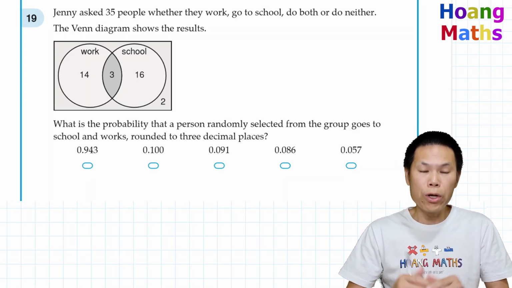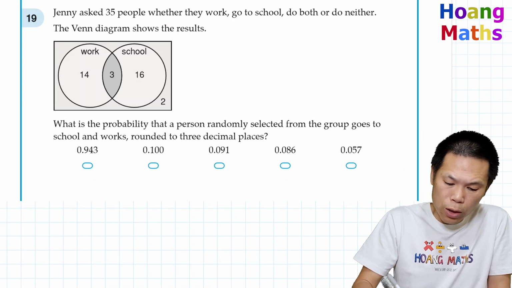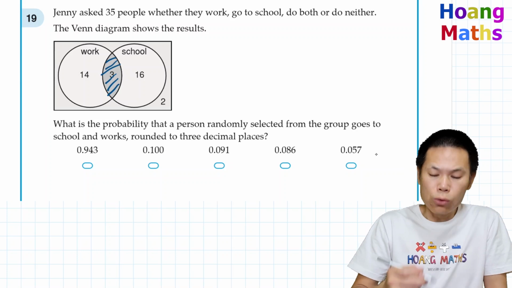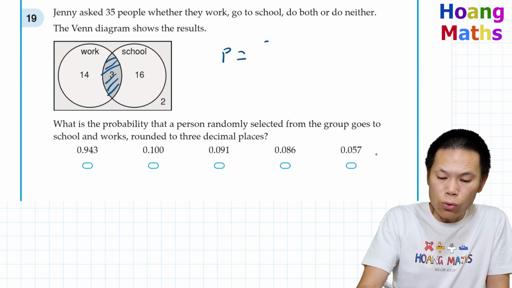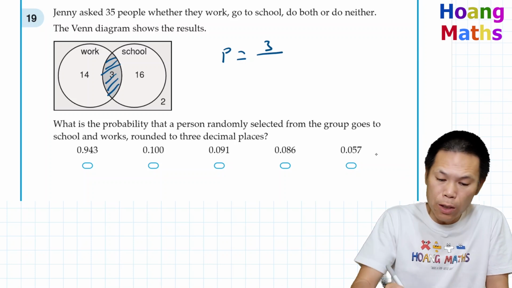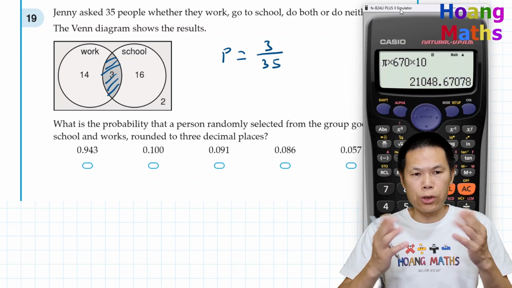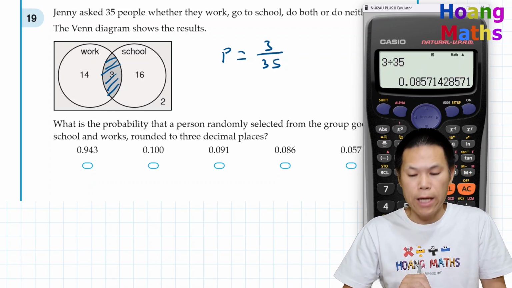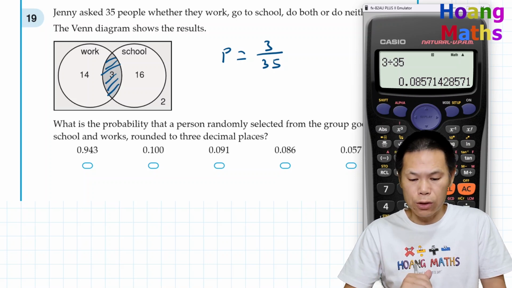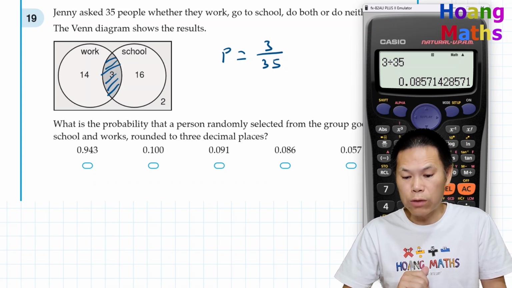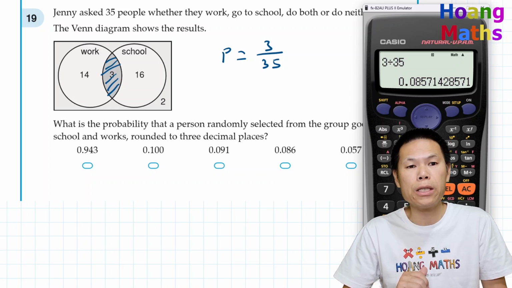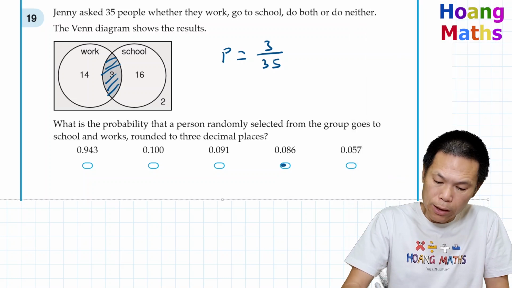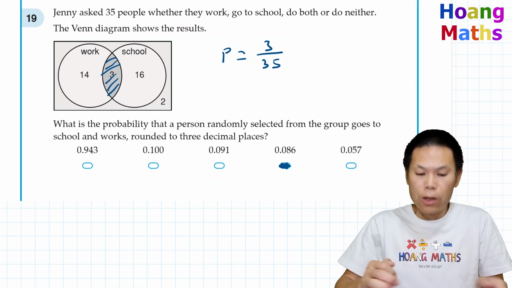So first of all, we know that the people who go to school and work are here. So they have to do both school and work. So the probability will be 3 out of the total number of people, which is 35. So I just go 3 divided by 35. 0.0857 and so on. Round to 3 decimal places. So that is 0.086. So this is the answer. So there you go.